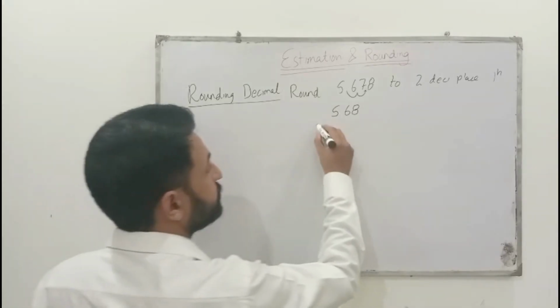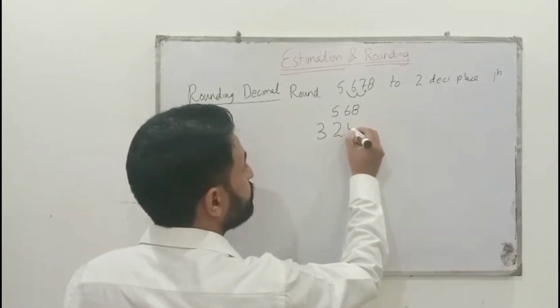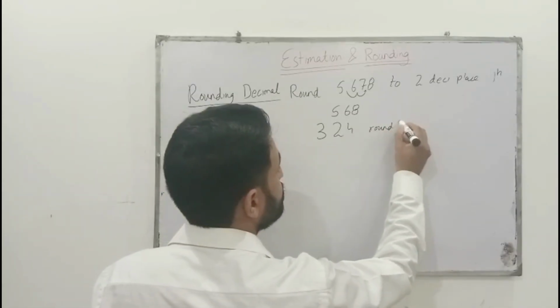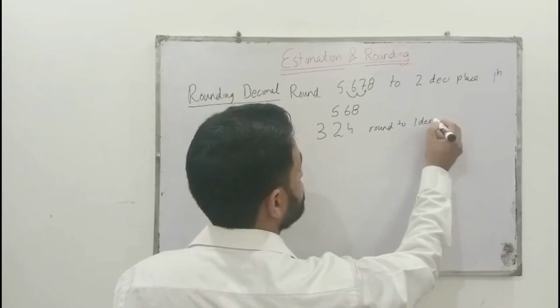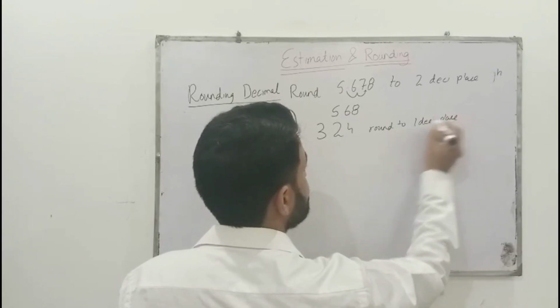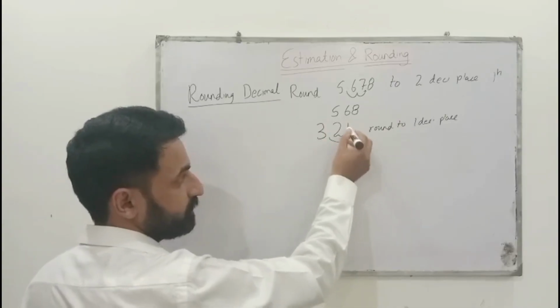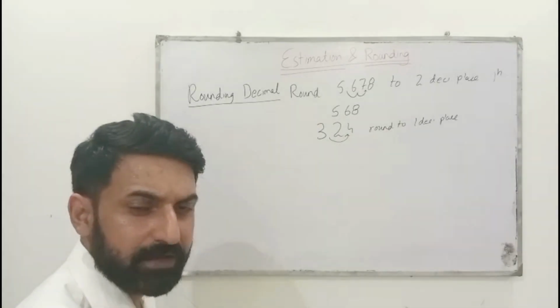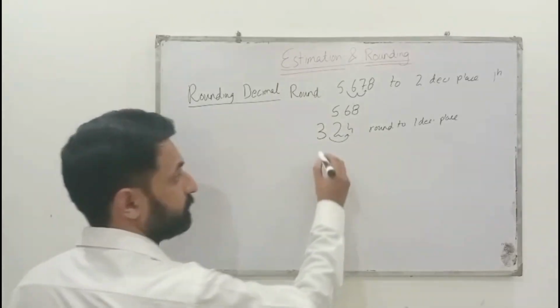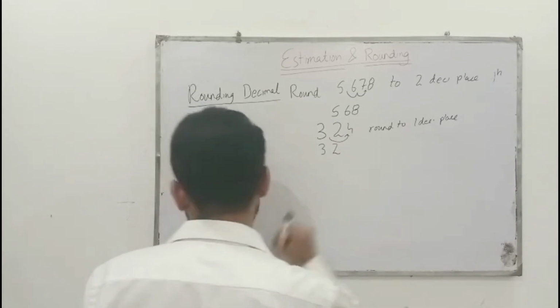Next example. If they say 3.24 round to one decimal place, that is the one decimal place. Is 4 greater than 5 or less than 5? It's less than 5, so it will become 3.2.